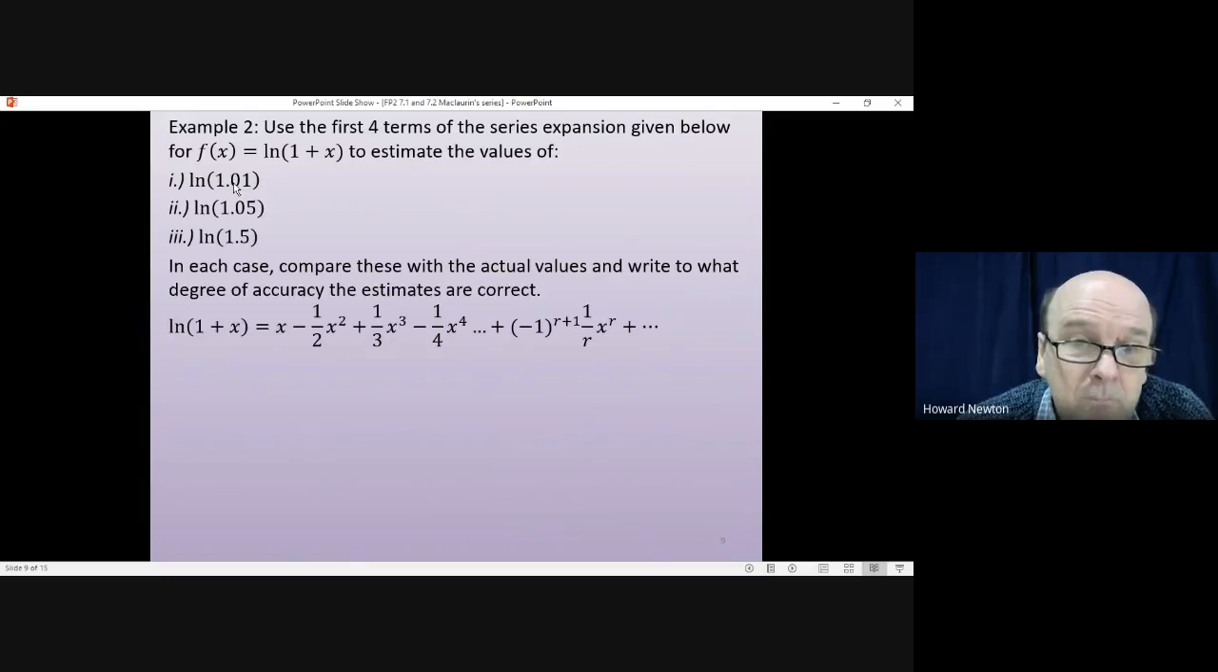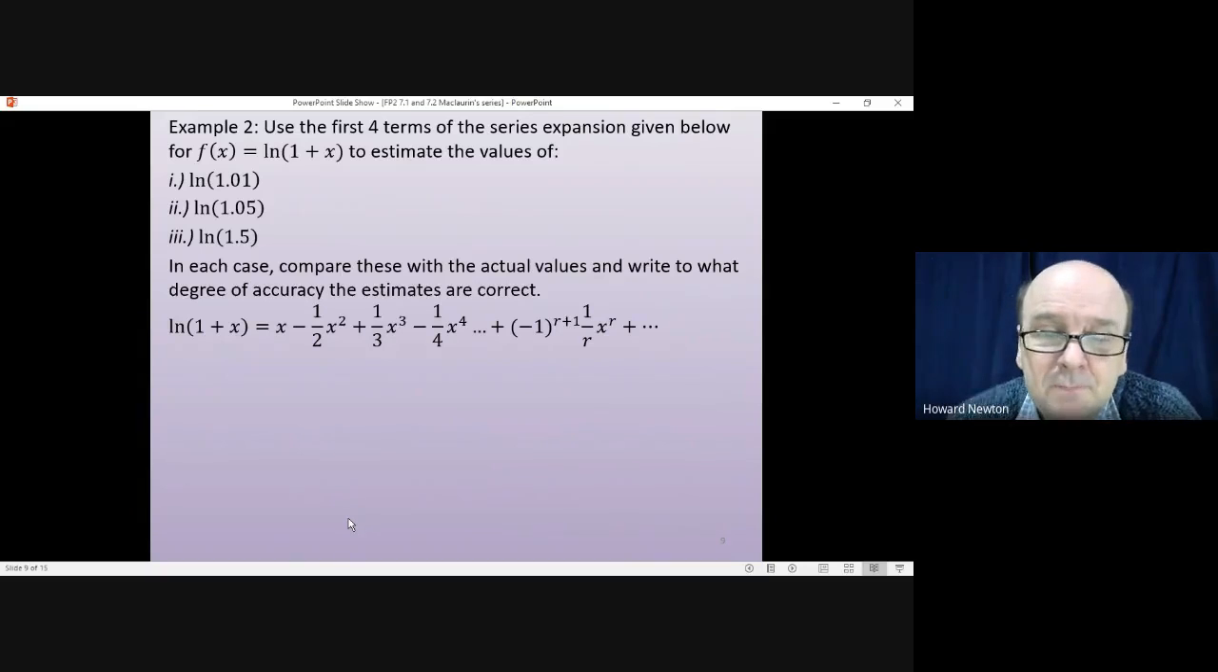In the first one, you'll notice we've got the log of 1.01. Writing it in this form means we'll have the log of 1 plus 0.01. So in the first example, x will equal 0.01, and so on from there. Okay, I'll let you have a go at working your way through all of this. So pause the video, have a go at doing this, and then come back to me again when you're ready.